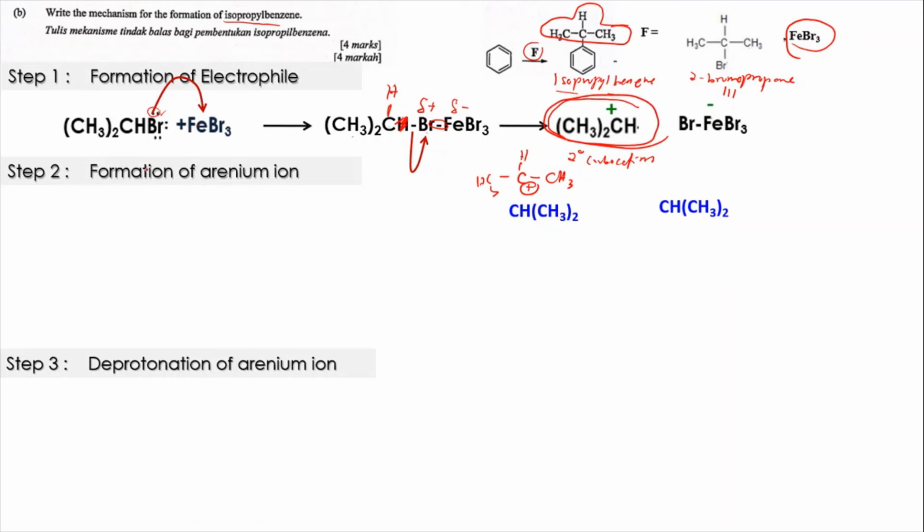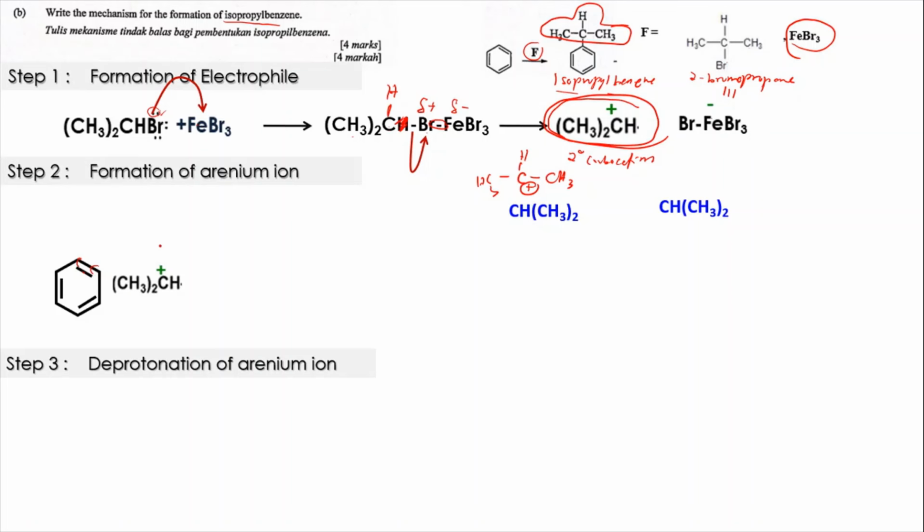Now we're going to move into the next step, which is step 2, the formation of the arenium ion. So we have our benzene, and now we're going to react that with our electrophile. It will happen simultaneously, continuously. Benzene, which has carbon-carbon double bonds, is going to act as a nucleophile.